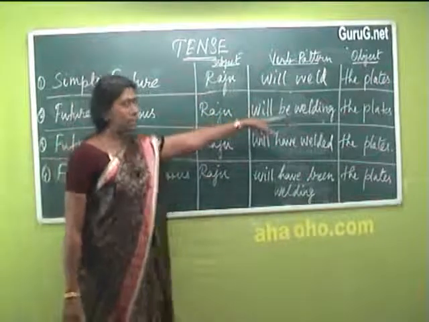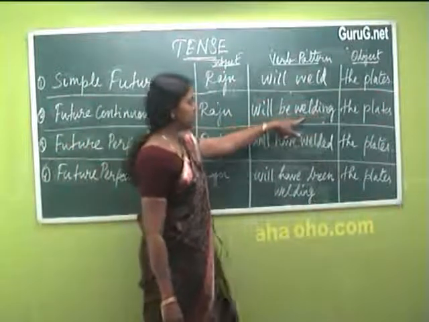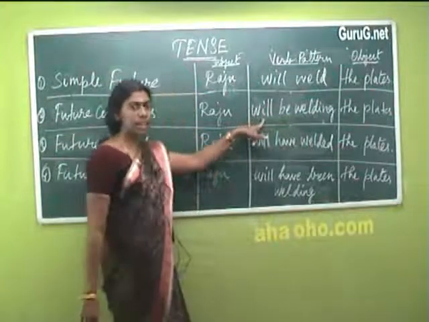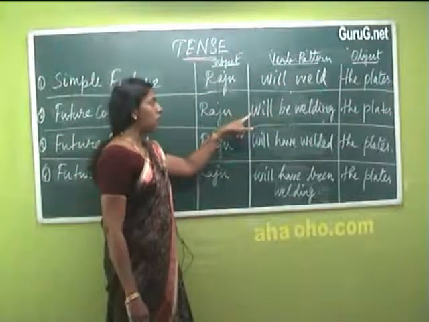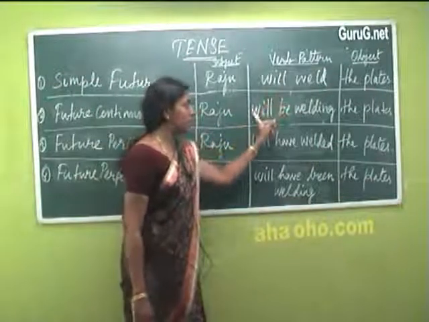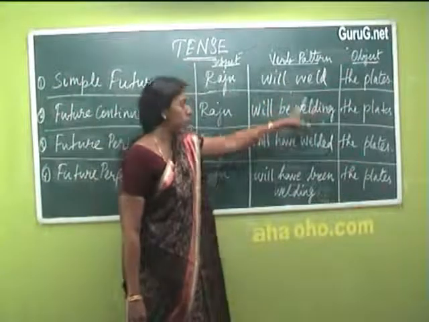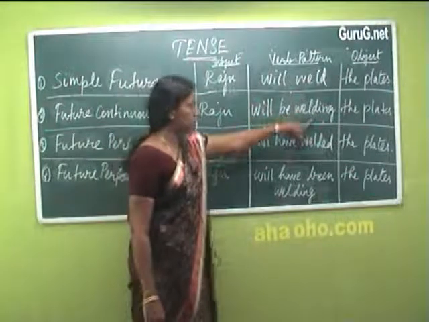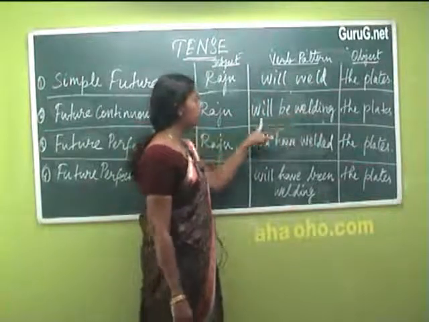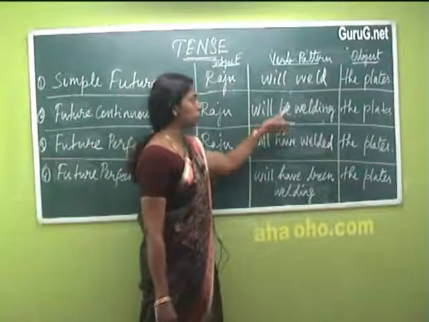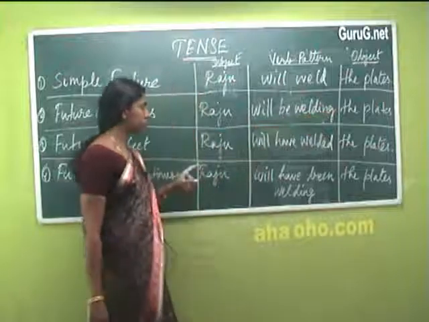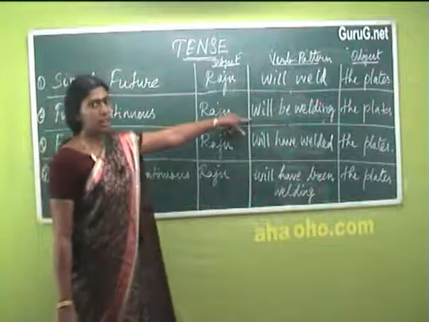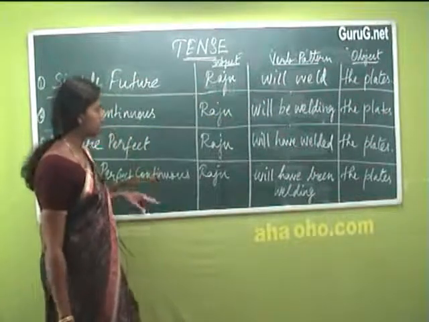Raju will be welding the plates. Usage of present participle tells the sentence is continuous, the tense is continuous. Usage of will tells it is future. Immediately after will I cannot use a present participle, so I am giving another verb in between will and the present participle, that is be. Will be welding. Raju will be welding the plates. So ing addition to the root verb and the usage of will tells you the tense is future continuous.